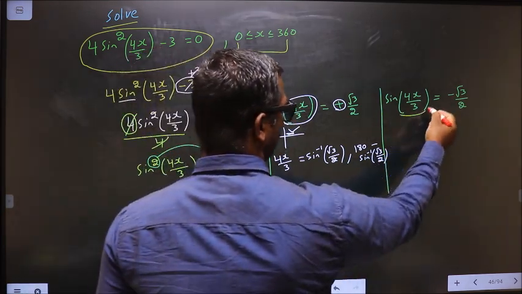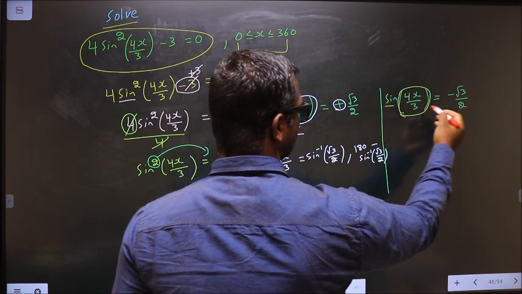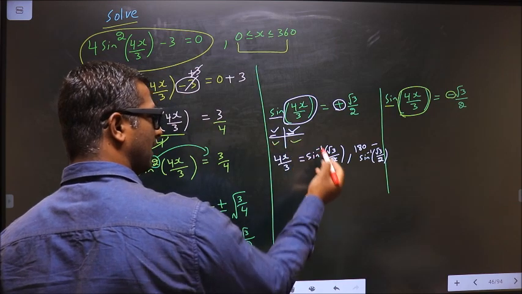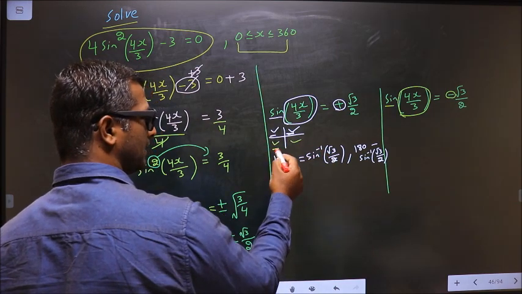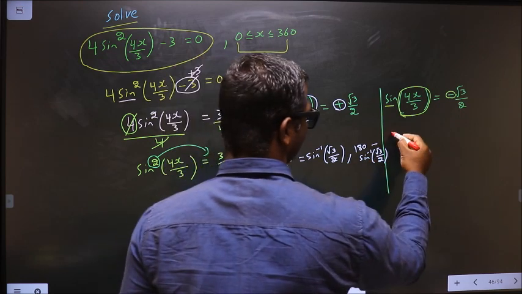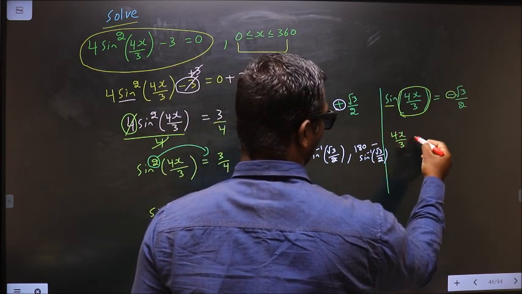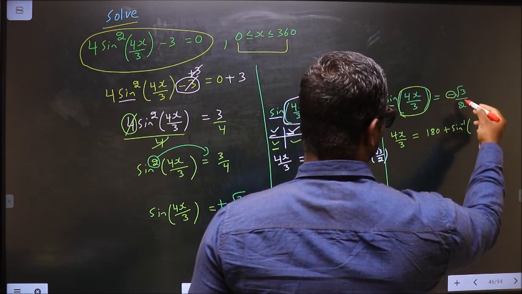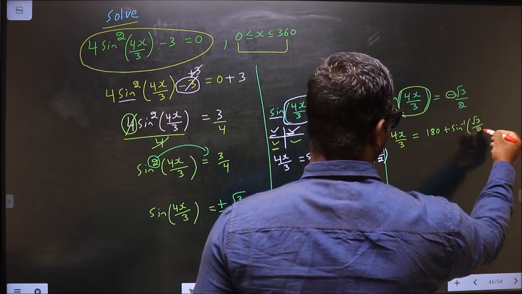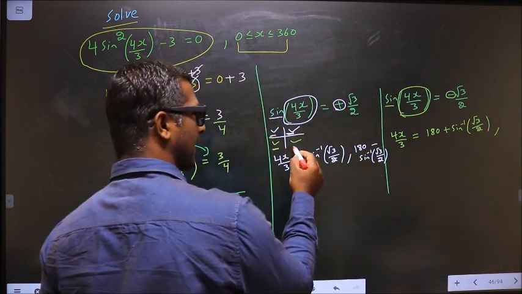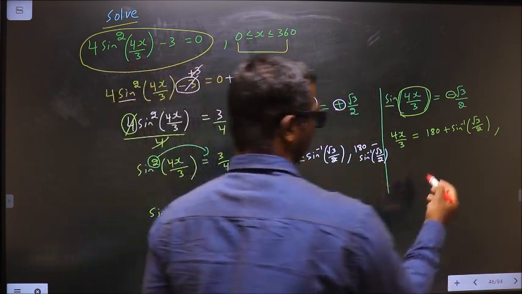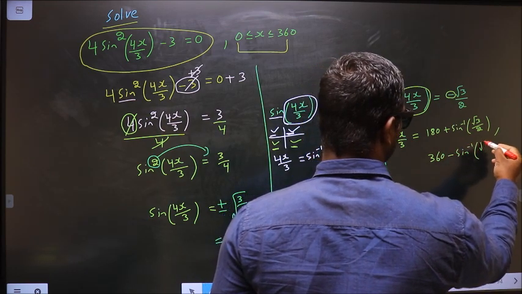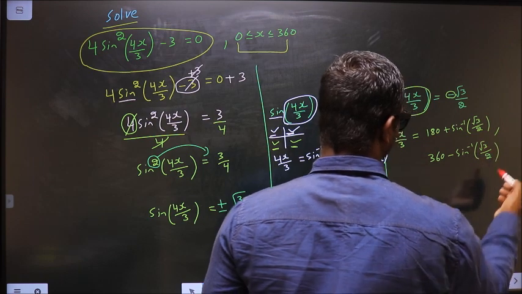Now here, to get the values for this, here it is sine and here it is negative. Sine is negative in the third and in the fourth. To get an angle in the third quadrant, we should do 180 plus sine inverse root 3 by 2. To get an angle in the fourth quadrant, we should do 360 minus sine inverse root 3 by 2.